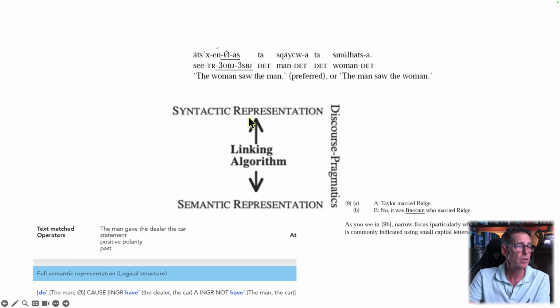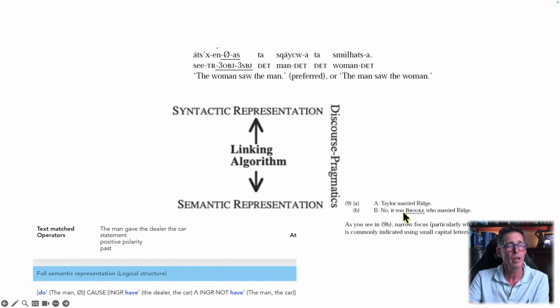That representation is linked to a meaning representation, a semantic representation. As we have an example here out of my system, in the case of 'the man gave the dealer the car,' if that came through the linking algorithm, that would be converted into 'the man does something, some activity which causes the dealer to have the car, and at the same time, the man to not have the car.' These are very precise representations, because in this case, the dealer didn't have the car, because then instantaneously he does have the car, and the man must have already had the car because now instantaneously he doesn't. That's the point of this transfer. So that's the semantic representation.